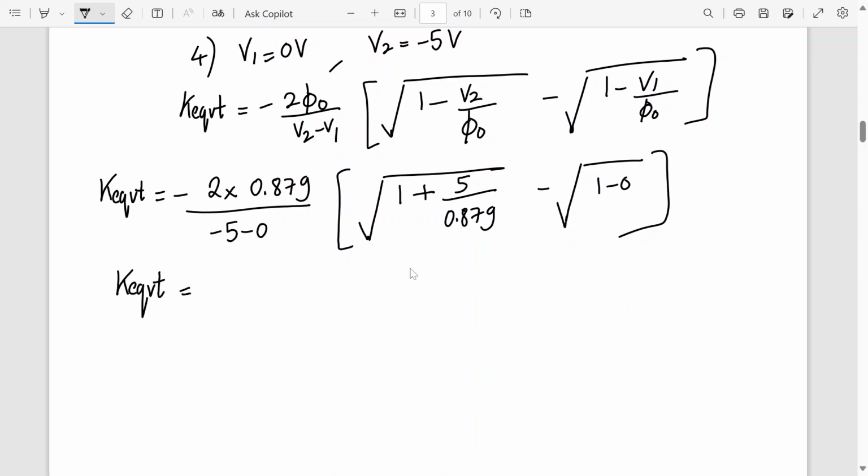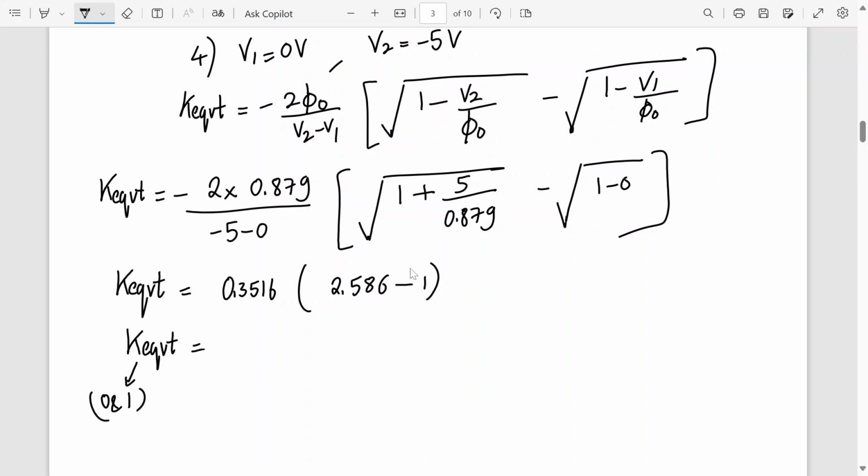Quickly. Its value will be between 0 and 1. So this number will be 0.3516. This number will be 2.586 minus 1. So how much is this K equivalent? Always you need to check, it will be between 0 and 1. K equivalent number.